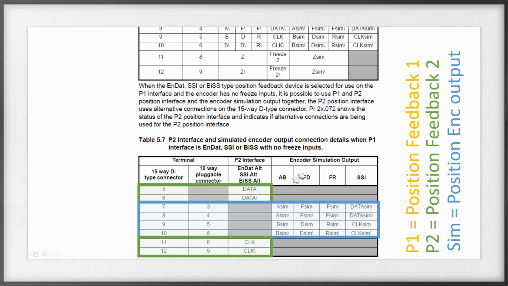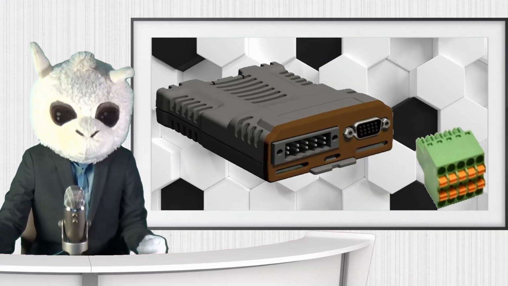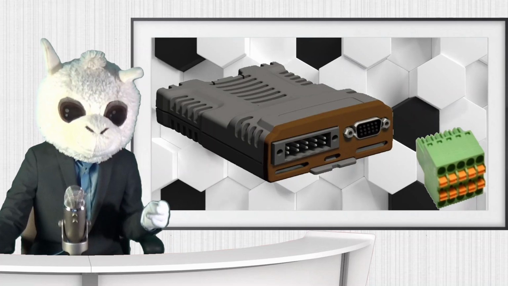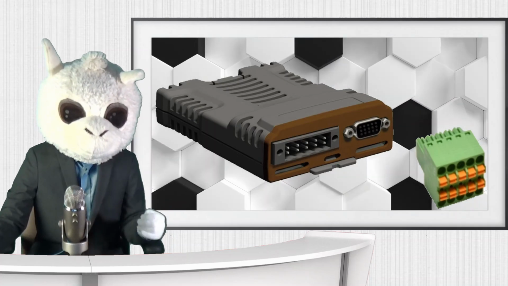Now this table also shows that the encoder simulated output has more options than just A and B, which is a standard incremental quadrature encoder. It can do frequency direction output, it can do frequency in reverse, and it can also do SSI. As you can see, this module does quite a bit, but we're not quite done yet. There's a couple accessories and how to use them that we haven't discussed.